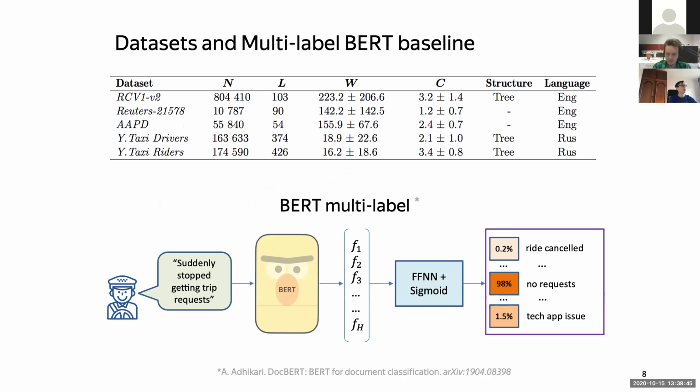In the experiments, we have 5 data sets. 3 of them are popular English data sets, and the other 2 are private Russian data sets from the Yandex Taxi support system. And one of the baselines that we considered is just a straightforward vanilla BERT for multi-label classification.